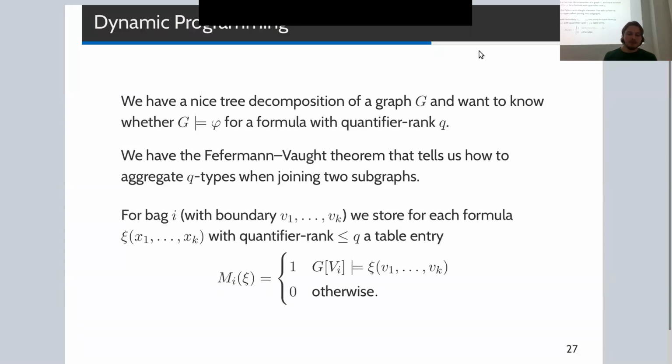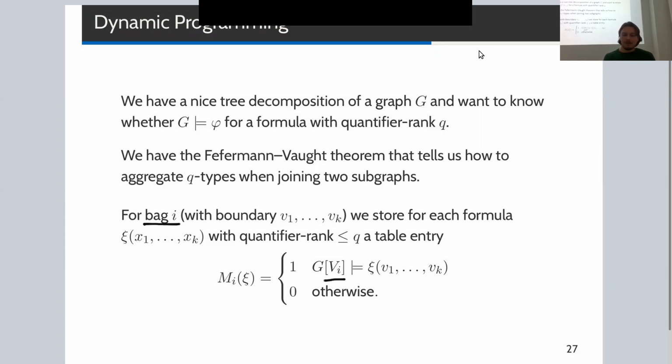So if we have some bag I, and this bag has a boundary V1 to VK, then we are going to store for every formula of quantifier rank at most Q, whether it is in the Q type or not in the Q type. And of course, we evaluate it on the subgraph. So for a bag I, we denote by VI all the vertices that are below the bag in the graph.